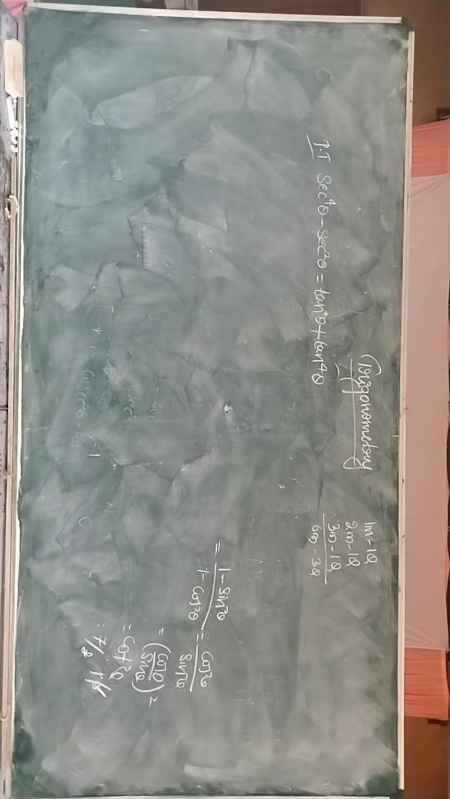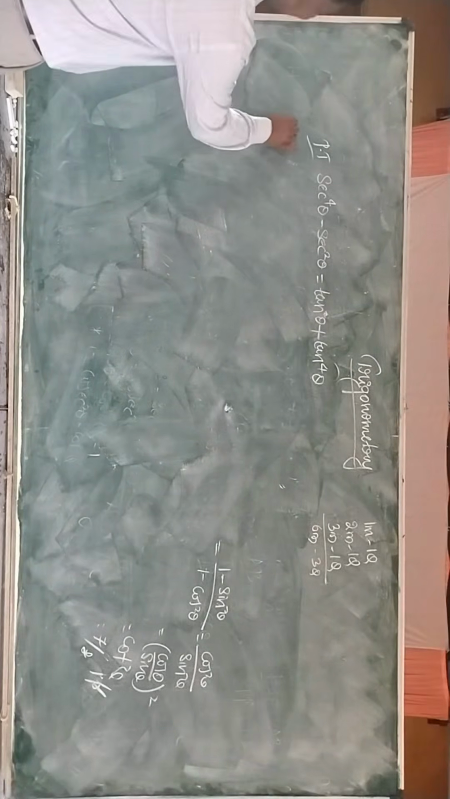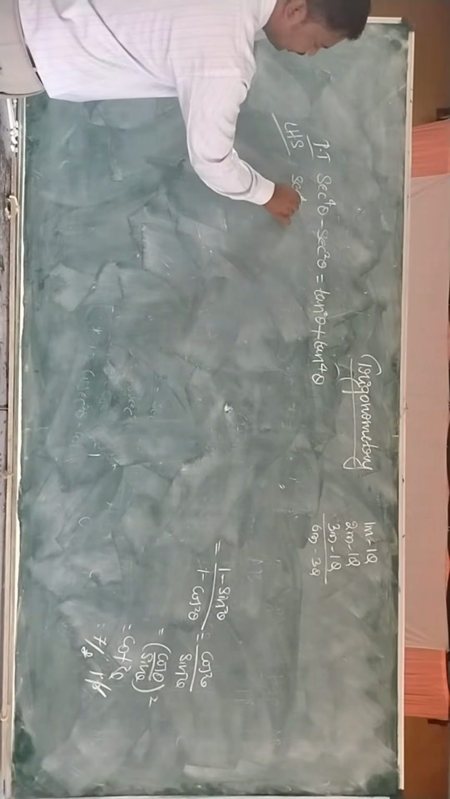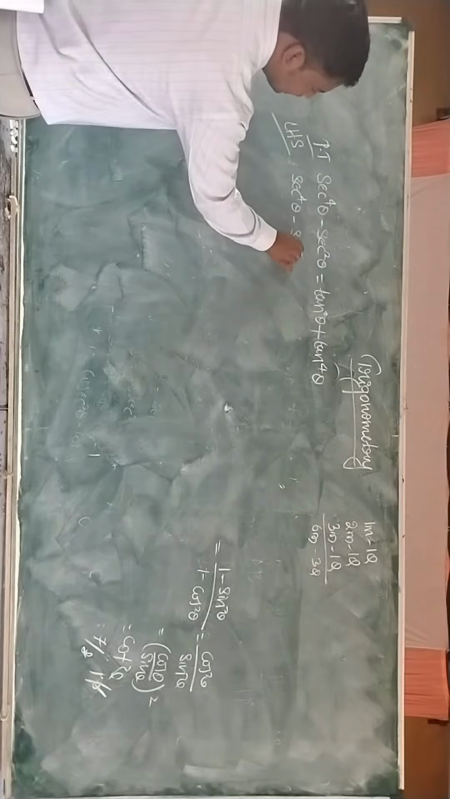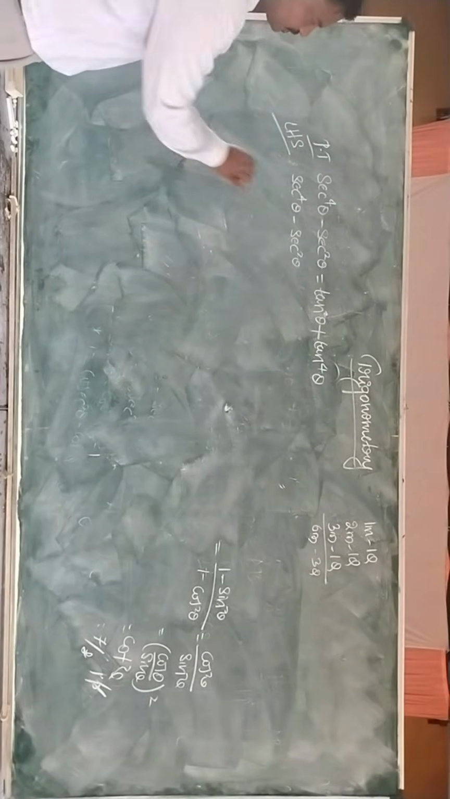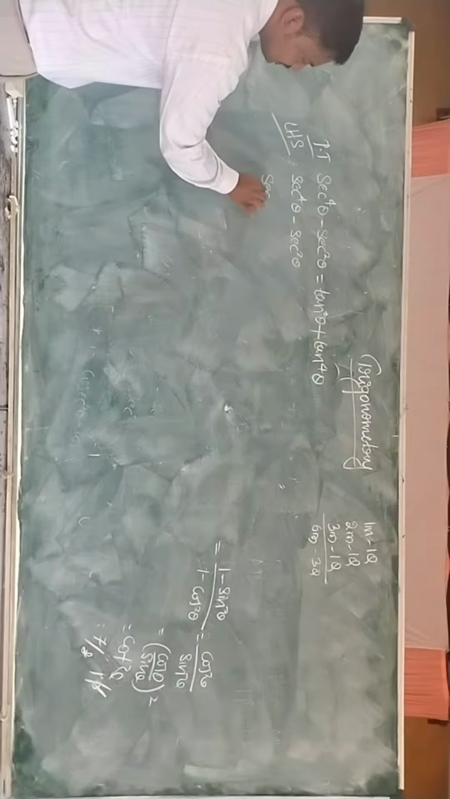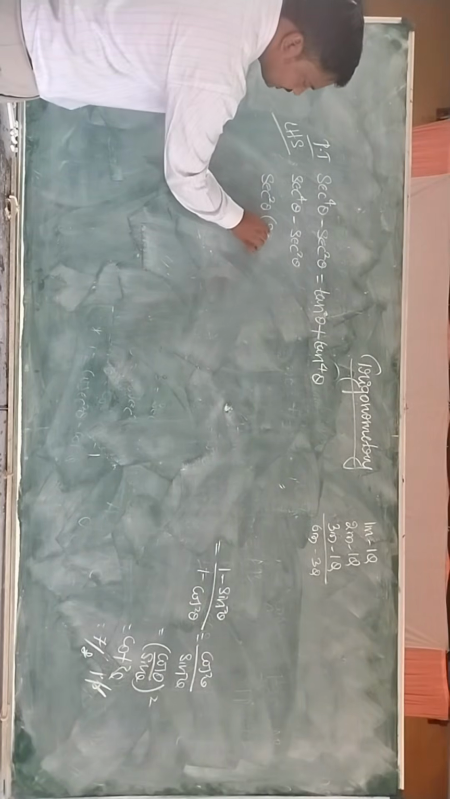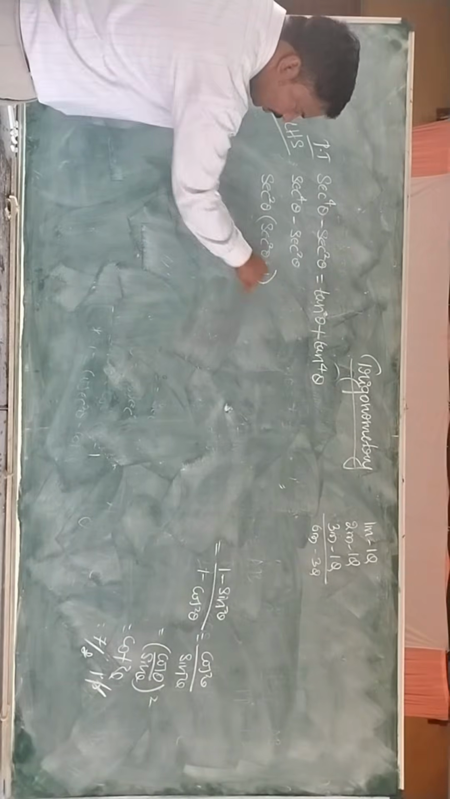It's simple. Don't take much time here. LHS side you can take first. LHS is sec to the power of 4 theta minus sec square theta. So sec square is common, take it outside. Sec square theta and remaining terms inside the bracket: sec square theta minus 1.